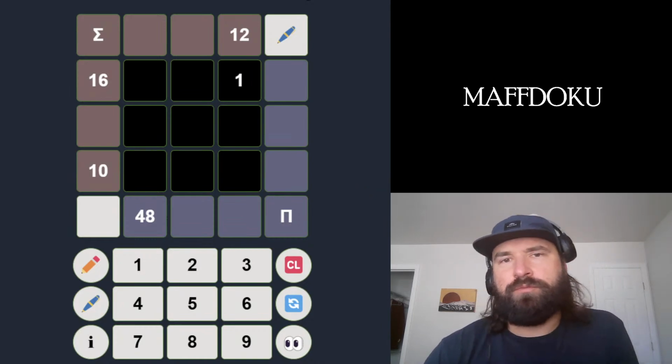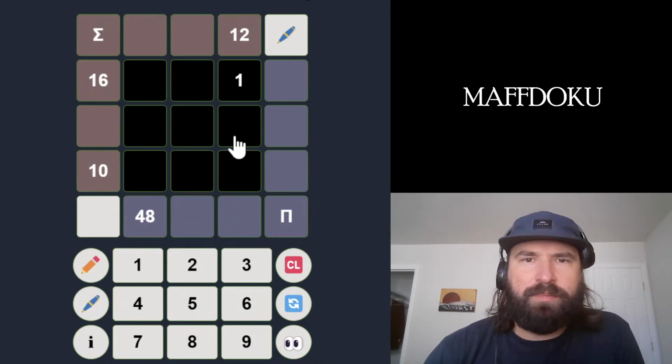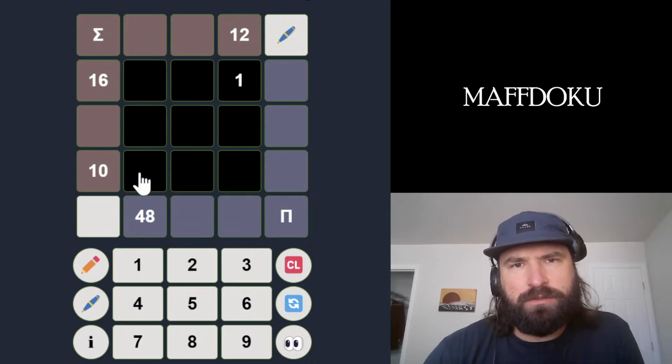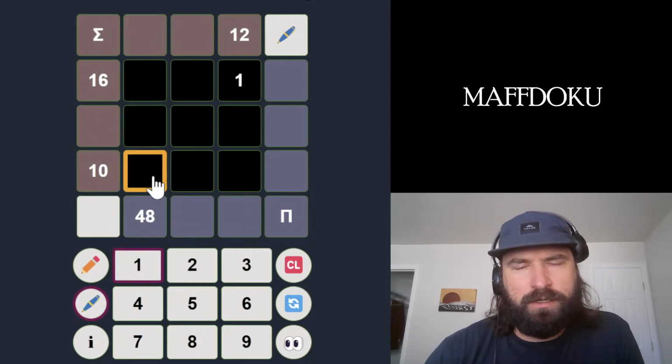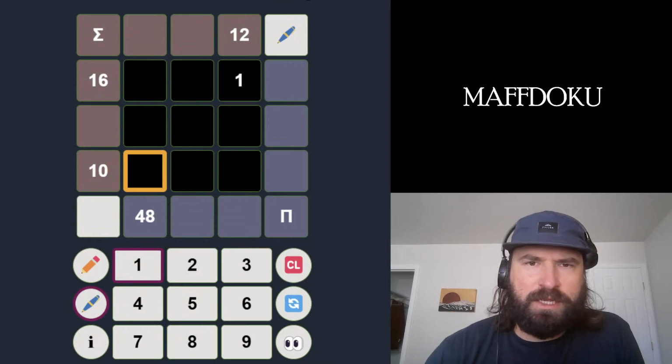Let's smash a math puzzle. We've got to put the numbers 1 through 9 in these black boxes. Purple clues are products. Brown clues are sums. So these three numbers have to multiply to 48. 48 is 6 times 8.